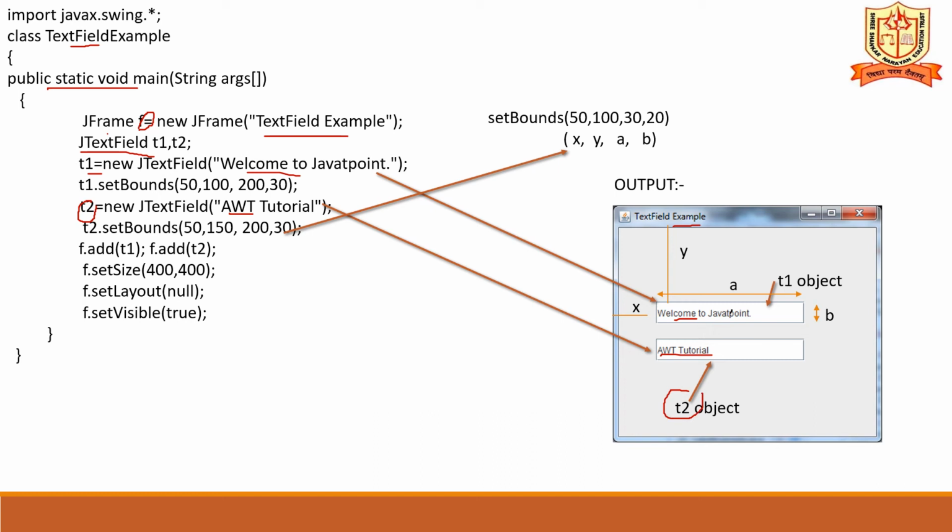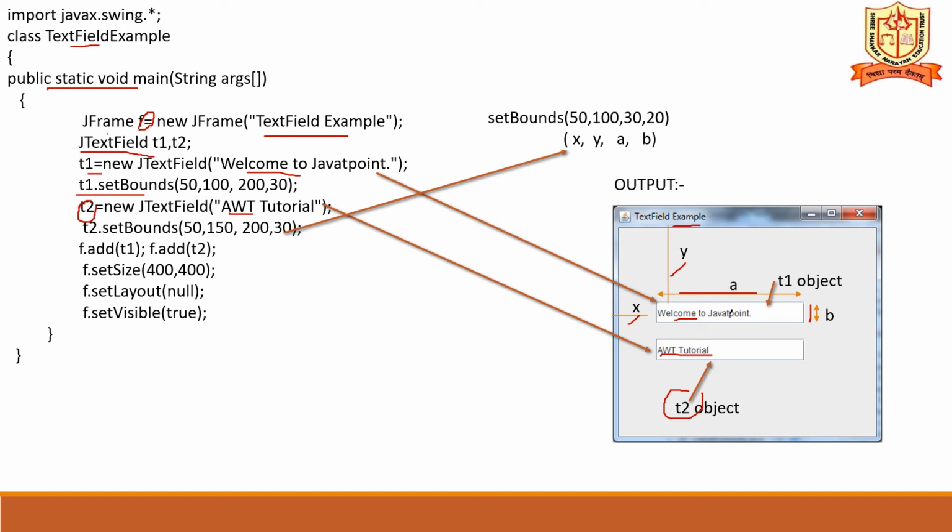Once you created the text fields, you have to use this setBounds method. That is, the setBounds method is used to move the component to the new location on the top left corner specified by X and Y, and a new size specified by A and B. Here, given this, it is the size of the text field by using this setBounds method.